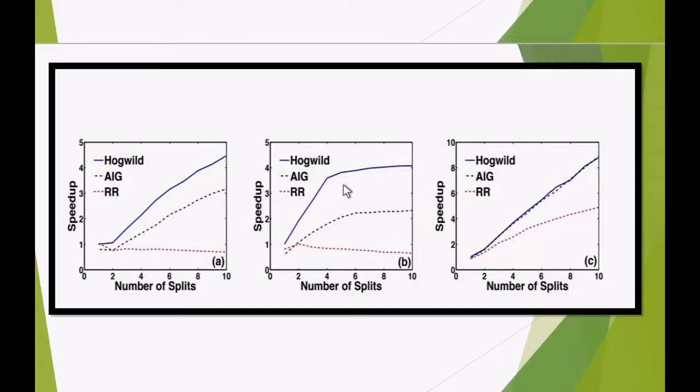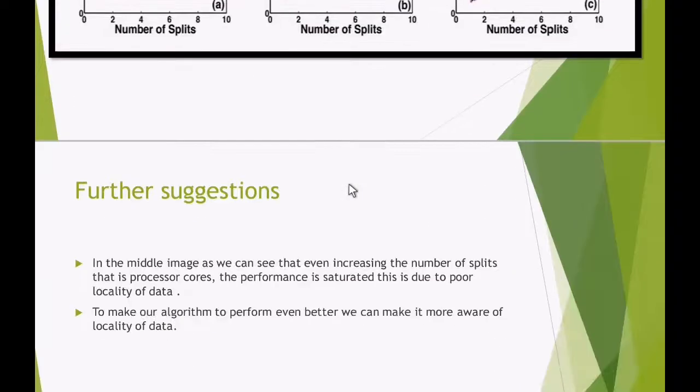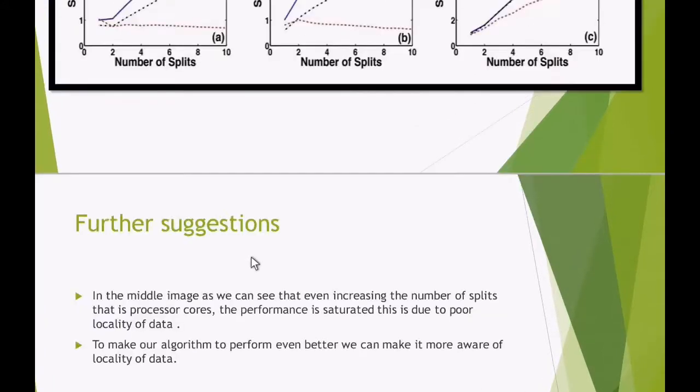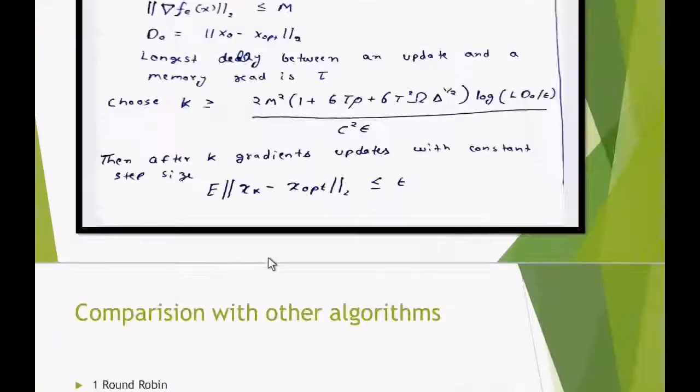The reason for it is that our algorithm is not very aware of the locality of the data. So a further suggestion for this algorithm is that we can make it perform even better if we make it more aware of the locality of the data. So this way I have presented this whole paper.